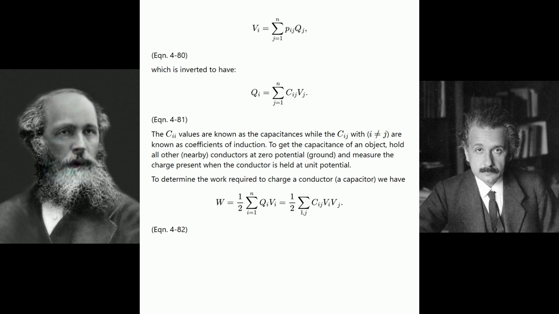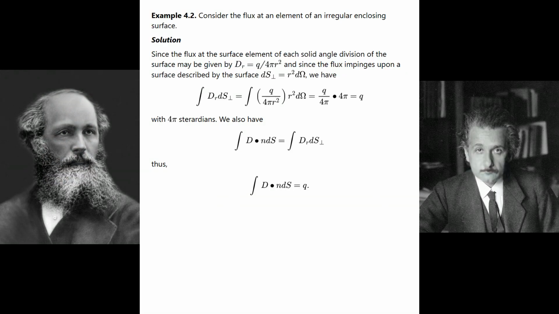To determine the work required to charge a conductor, a capacitor, we have W equals 1/2 the sum from i equals 1 to n of q sub i v sub i equals 1/2 the sum over i, j of c sub ij v sub i v sub j. Equation 4-82. Example 4.2.